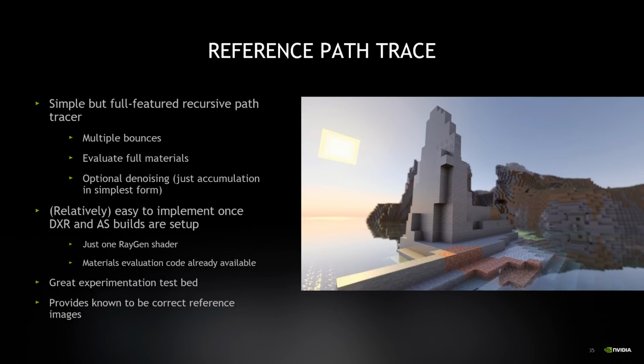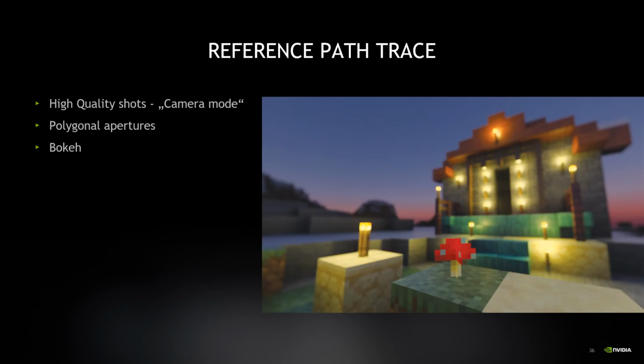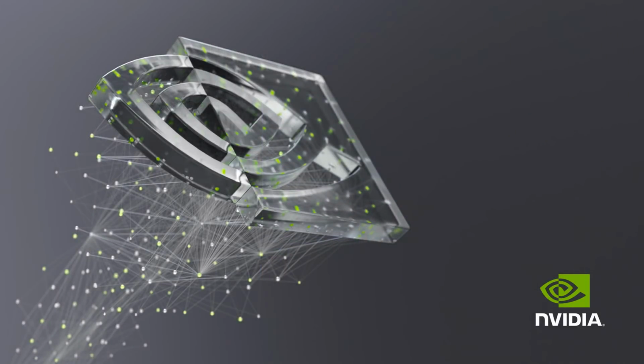And this tool is also a great experimentation testbed for ray tracing. Also, it can be turned into a high-quality camera mode with polygonal apertures and bokeh to produce high-quality images in-game. These effects would be complex to implement using rasterization, but are almost trivial using path tracing. And that concludes the first half of our talk on Minecraft RTX. Ollie Wright will now continue with his part.